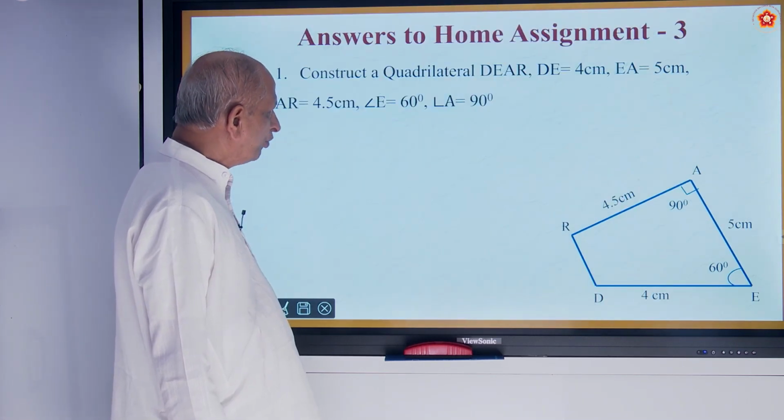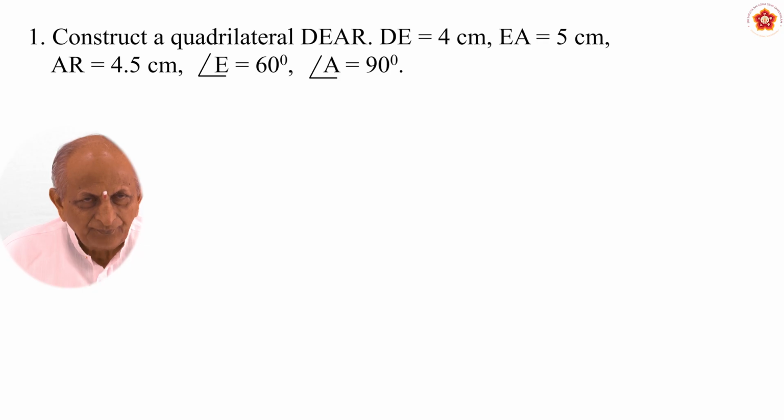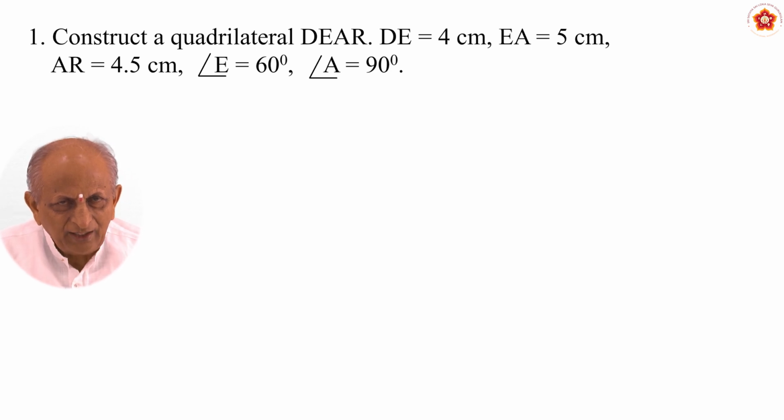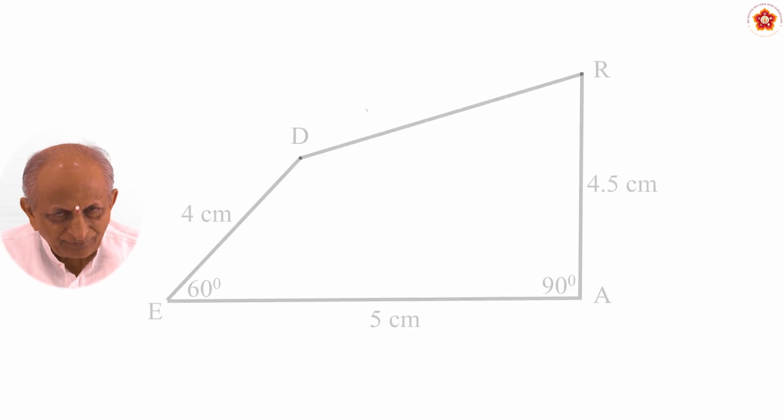Now, let us see some home assignment. Construct a quadrilateral DEAR. DE is 4 centimeters, EA is 5 centimeters, AR is 4.5 centimeters, angle E is equal to 60 degrees, angle A is equal to 90 degrees. So, how many elements are given? 5 elements are given. So, draw a rough figure.